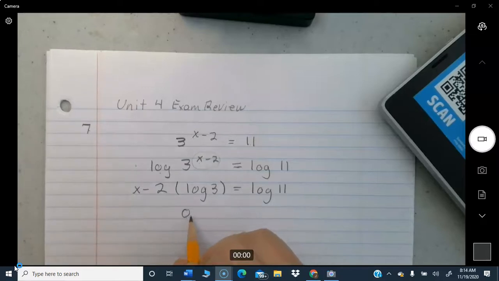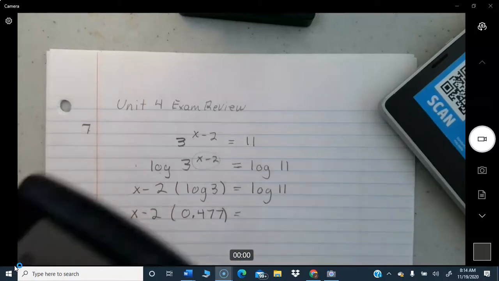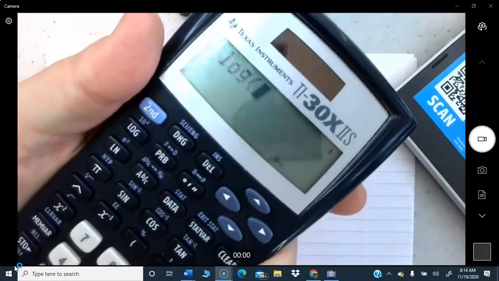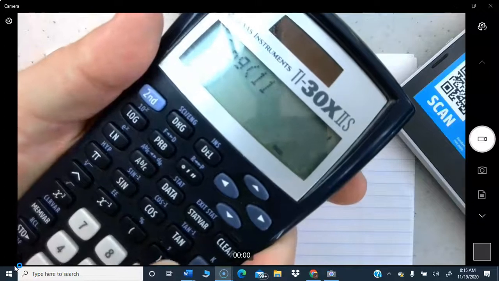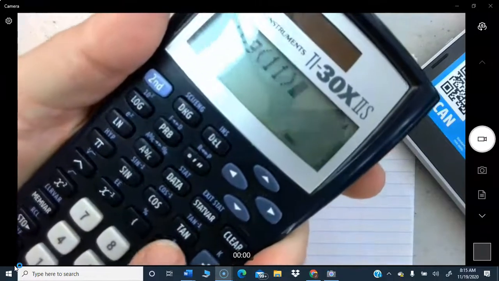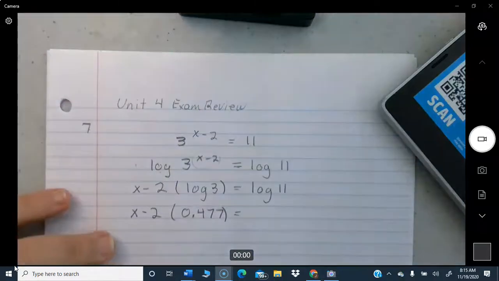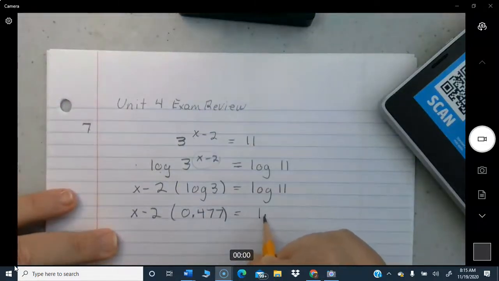And that's going to be 0.477. And the log of 11, let me show you how to do that. It's the log button. Then you put 11 inside the parenthesis, close the parenthesis right there, and hit equal, and that gives us 1.04. And I'm rounding, so it won't give us an exact answer, but it's close enough.